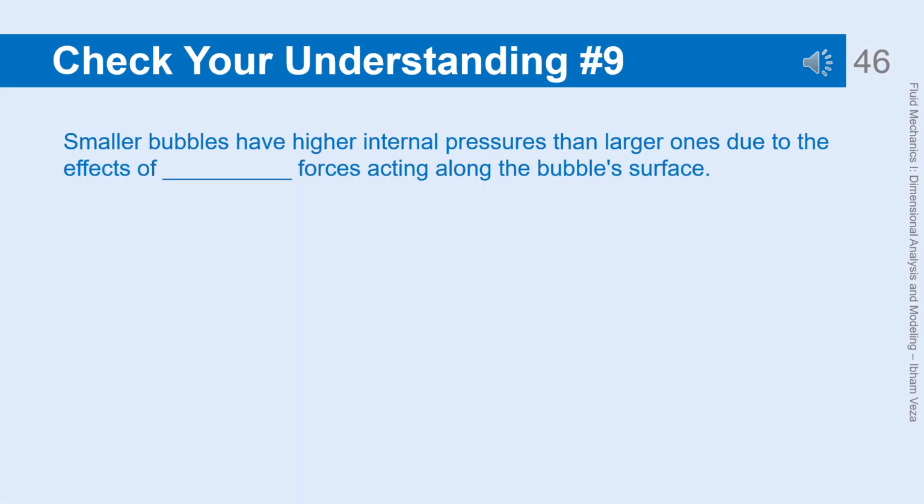Check your understanding. Number 9. This question tests whether students understand the physical cause of the high pressure in small bubbles. The key answer is the surface tension forces acting along the surface. By answering it, the relationship between surface forces and pressure becomes clearer. This problem also reinforces the understanding of dominant effects at small scales. This short evaluation helps lock in physical intuition.